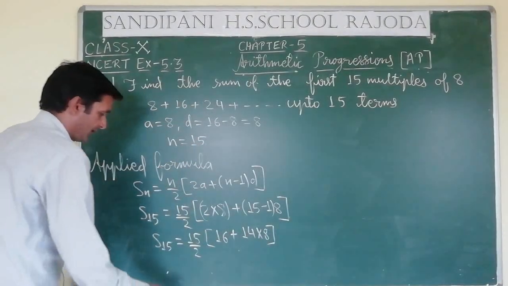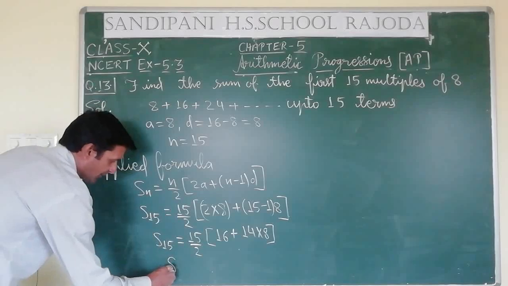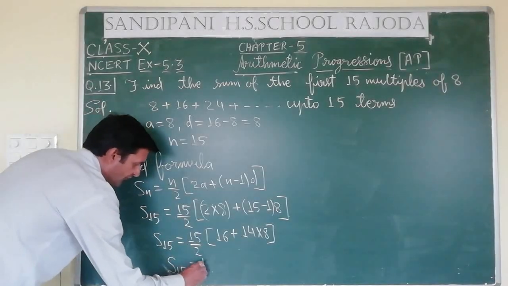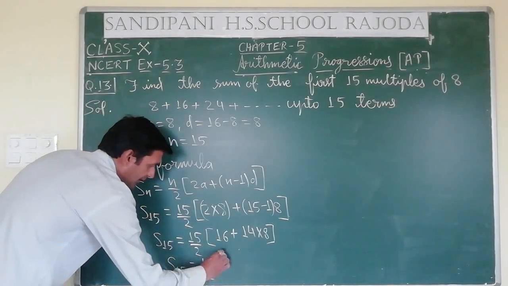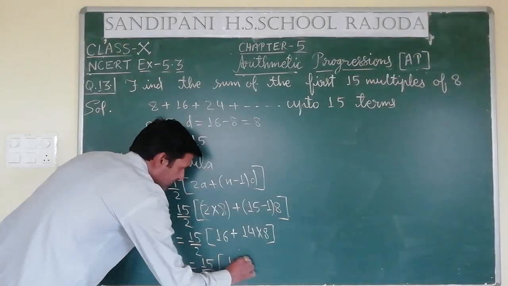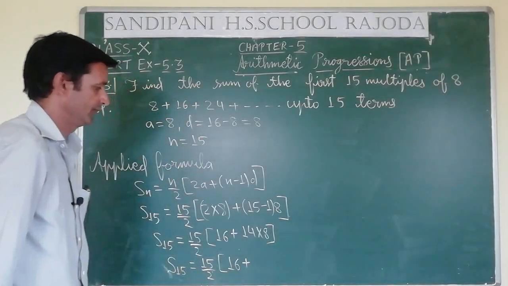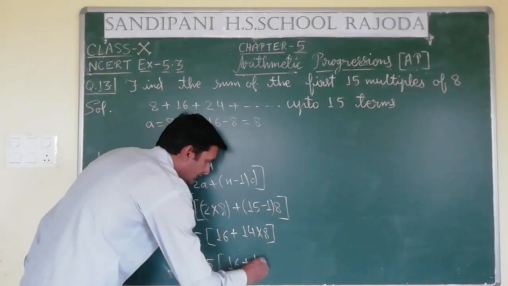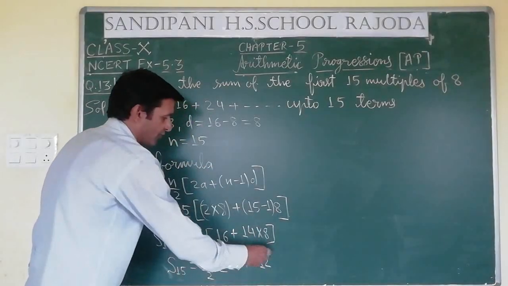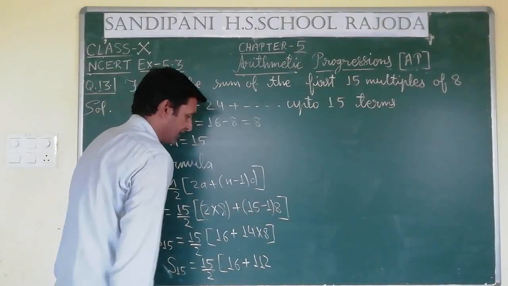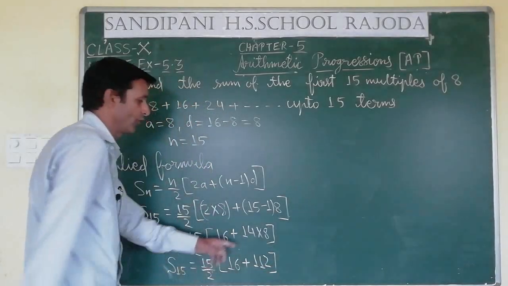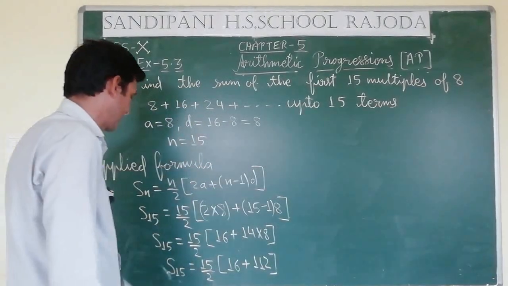So now the sum of 15 terms is equal to 15 by 2, and here it is 16 plus 112. See, 8 4s are 32, and 8 1s are 8, and 3 11s... that is 112. Or 14 8s are 112, directly you can write.